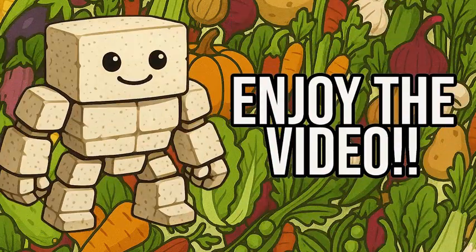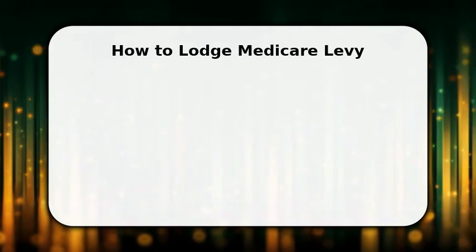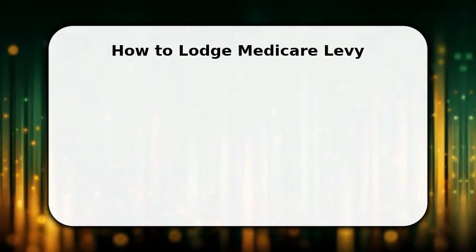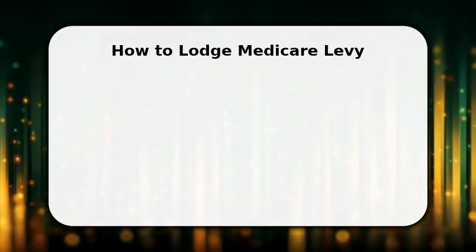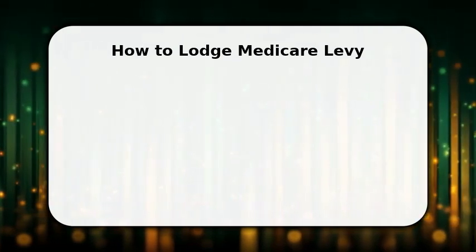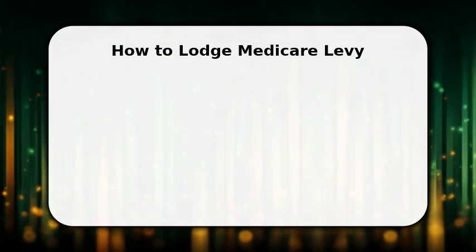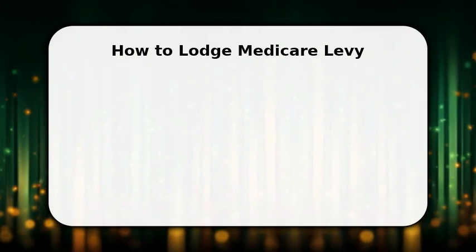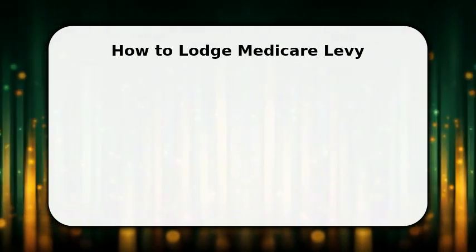Please enjoy the video. In this video, I will explain how to lodge the Medicare levy. The Medicare levy is a 2.0% tax on your taxable income, contributing to Australia's public healthcare system. It's important to understand your obligations and how to correctly report it on your tax return. We'll cover the basics to help you navigate this process smoothly.